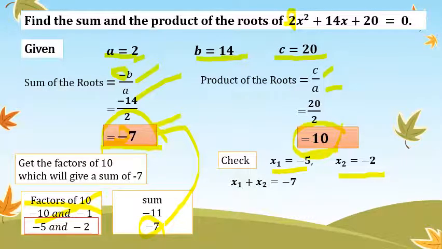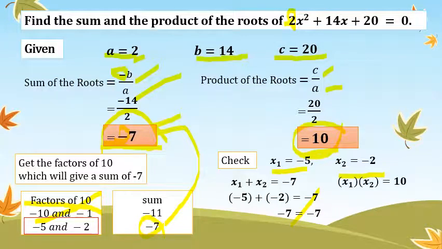Diba sa sum, i-add ang two roots. Kung ang roots natin ay negative 5 at negative 2, ibig sabihin x sub 1 plus x sub 2 equals negative 7. Palitan natin ang x sub 1 at x sub 2. Gawin natin negative 5 plus negative 2 equals negative 7. Negative 5 plus negative 2, we have negative 7 equals negative 7. So, equal naman. I-try nga natin sa product.